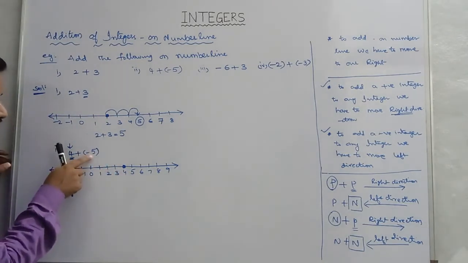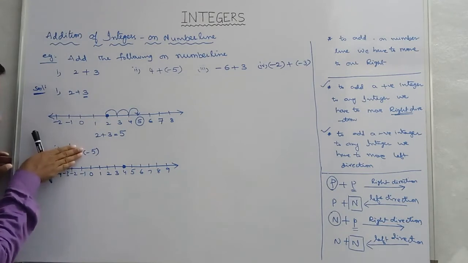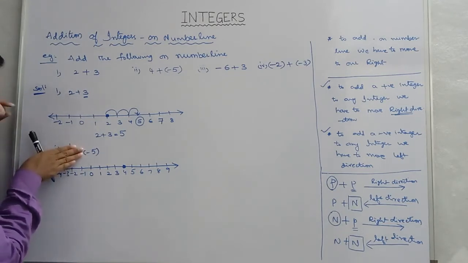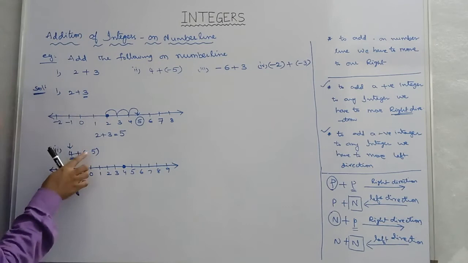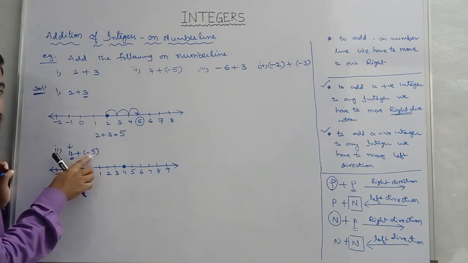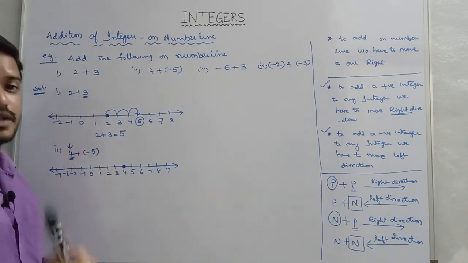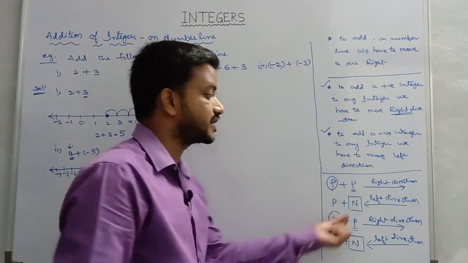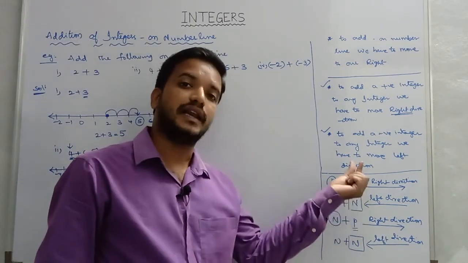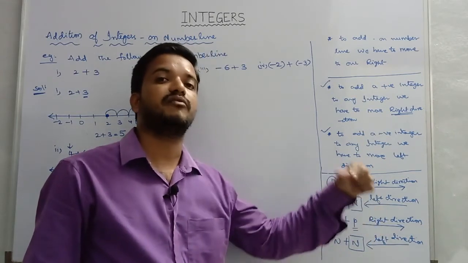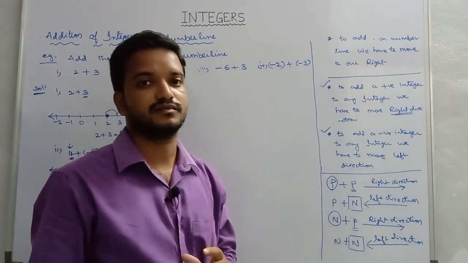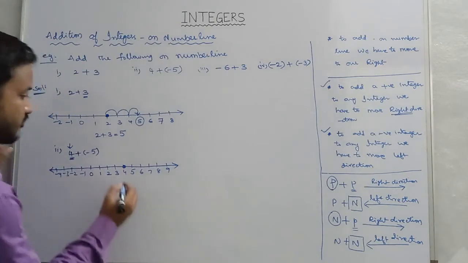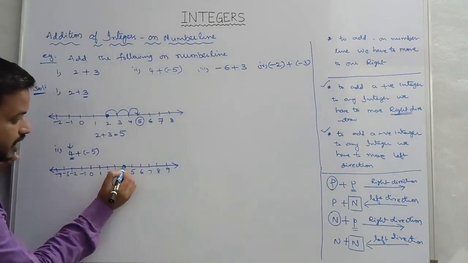Now observe the second integer. See, the second integer, clearly we have represented this with a minus. Okay. So the second integer is negative. When the second integer is negative, which direction do we have to move? When the second integer is negative, we have to move in the left direction instead of moving right. Is it clear? Now from this point we have to move.